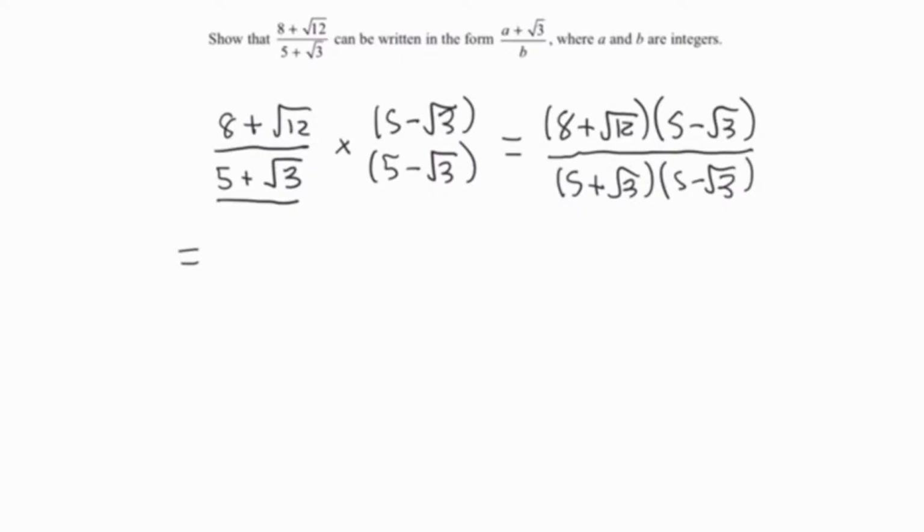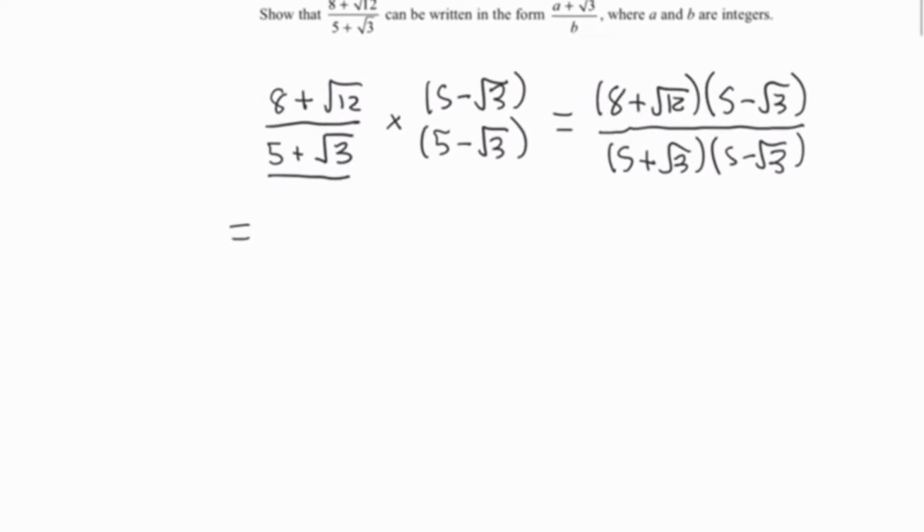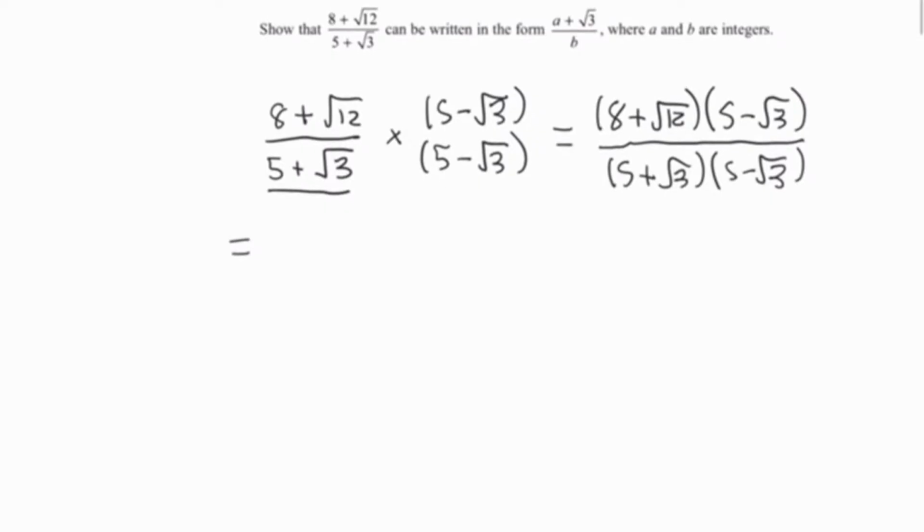So if we look at the, what did I do? Okay, so if I just get that back up there. Okay, so on the bottom of the fraction, we're just going to multiply this out. So we have 5 times 5, that's 25. Then we have 5 times minus root 3, so minus 5 root 3.